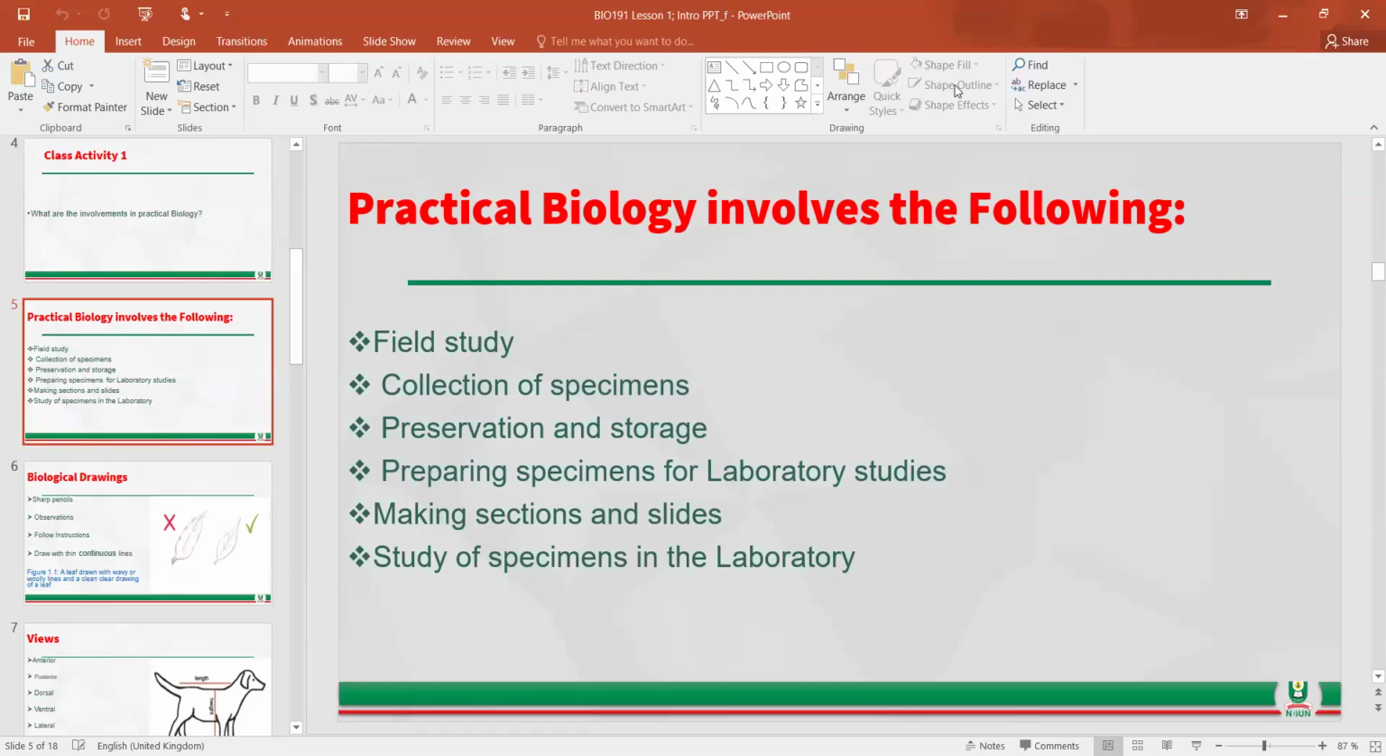Then there are times you may need to prepare specimen for lab studies. Yes, temporary slides: you prepare them for lab studies, use and wash off at the same time. Then there are times when you need to make sections and slides. By sections, you need to cut open. You cut open when you want to look at the internal structures of the organisms. Cutting open can be longitudinal, from head to down, or transverse, across. We're going to look at all of them.